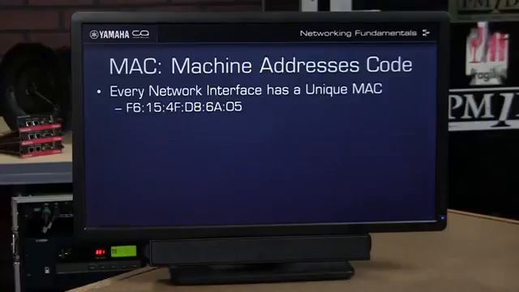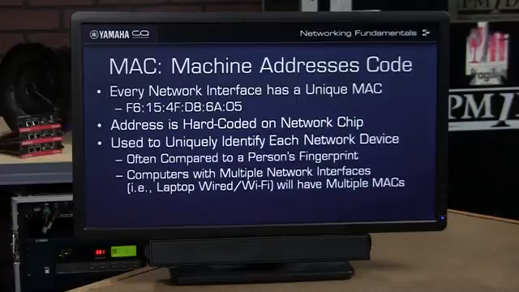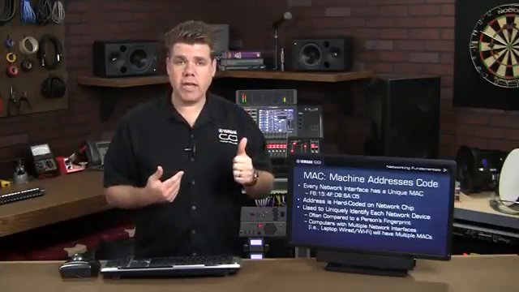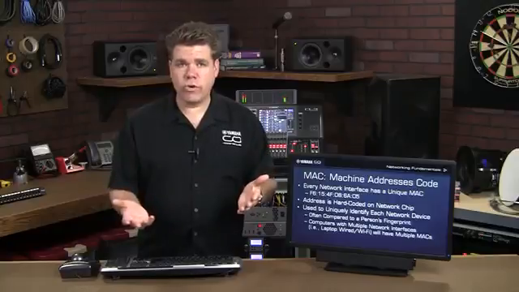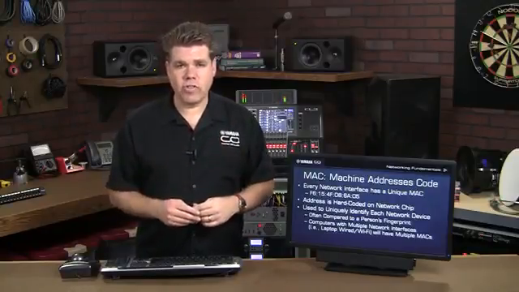So every network interface has a unique machine address code, and it's usually expressed like you see it on the screen right now. It's 6 hexadecimal bytes. The address is hard-coded on the chip that runs your network interface. So generally speaking, you can't change it. It's permanent and it's unique. Most people think of a MAC address like a fingerprint. It's hard-coded, I can't change it, and it's unique to me. My fingerprint is different than yours. So we can use the MAC address to uniquely identify devices on the network.